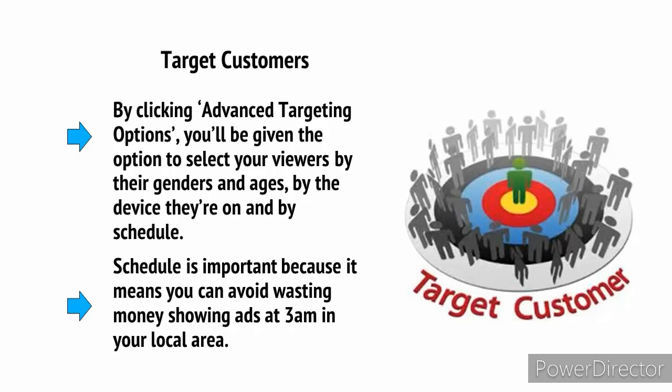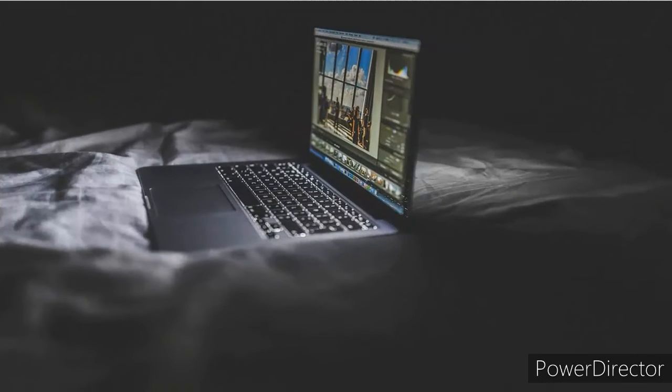Schedule is important because it means you can avoid wasting money showing ads at 3 a.m. in your local area. It also means you can get even sneakier and, for example, show ads only later in the evening. As it gets later and we become tireder, we actually become more impulsive and thus more likely to click buy on an advert.